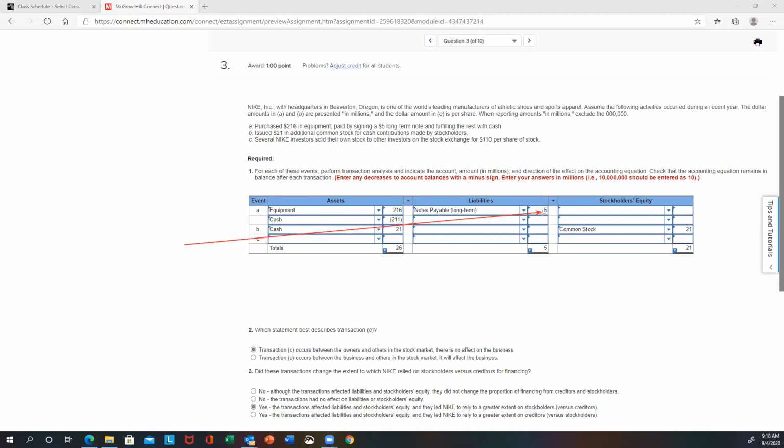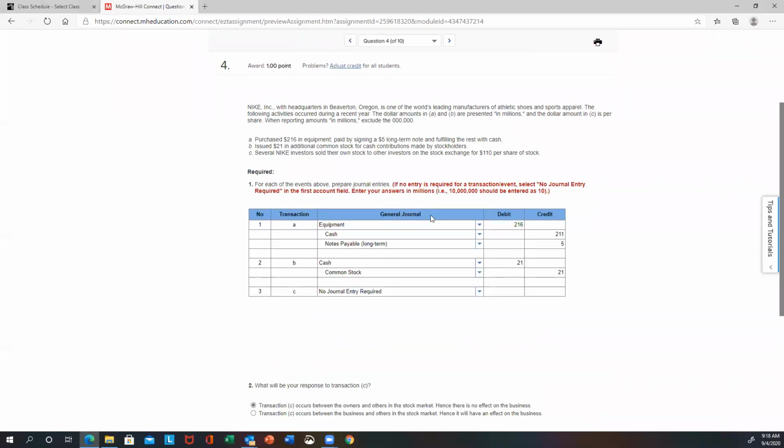So you've got $216 minus $211. Of course, that's going to make sure your accounting equation is still balanced. You've got issuing stock for cash contributions. So again, we're going to be getting a cash increase and then increased common stock. And then the last one, this is just where investors are trading with each other. This doesn't affect the company's internal financial records. So in part C, there would be no entry on that one. And then down here, they ask you a couple questions as well. I just kind of gave you that one away. All right. So that is number 3.